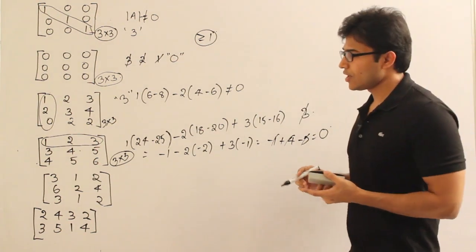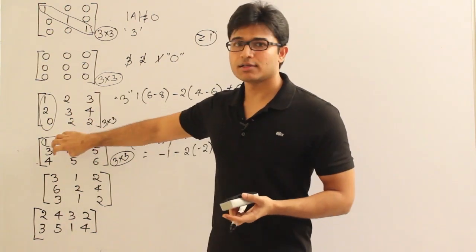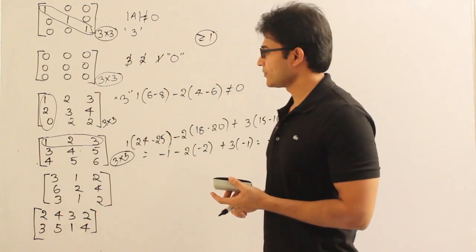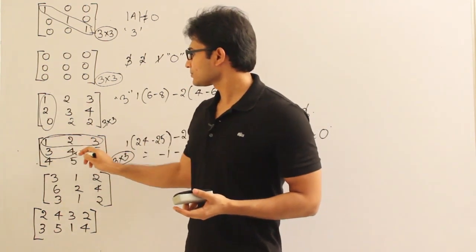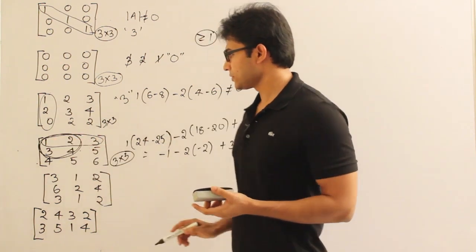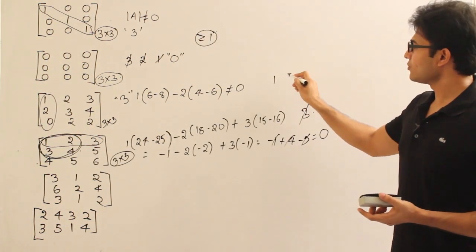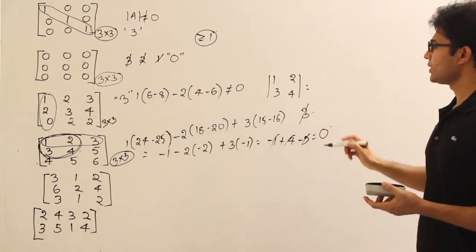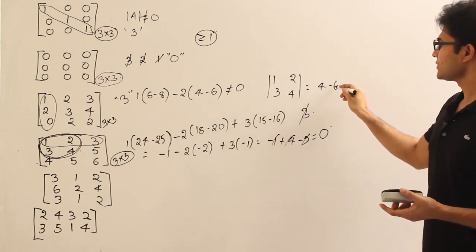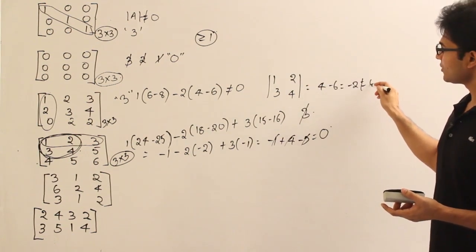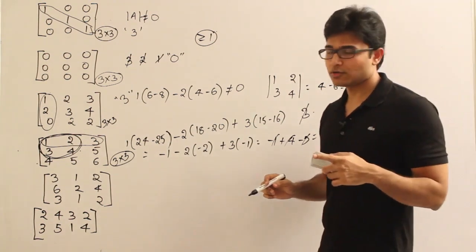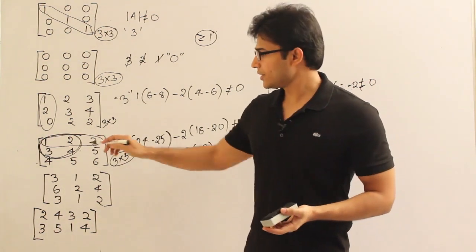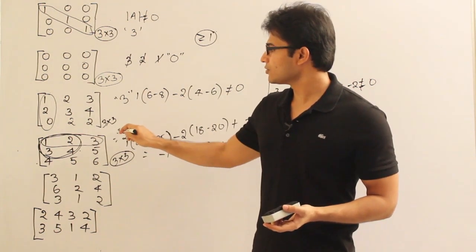How can we find out? We have to find 2 by 2 submatrices inside this whose determinant is not equal to 0, right? So let's see this one. This is a 2 by 2 matrix, 1, 2, 3, 4. If you find the determinant of it, it is going to be 4 minus 6, which is minus 2, which is not equal to 0. Therefore we are able to find a 2 by 2 submatrix inside the matrix whose determinant is not equal to 0. Therefore we can say that the rank of this matrix is equal to 2.